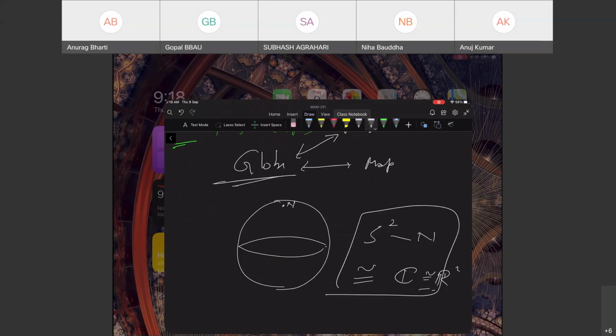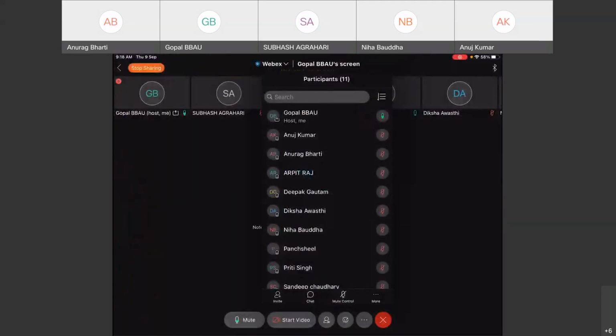If you have any doubt, you may write your doubts in the group also, WhatsApp group. So we will discuss it there. So this is a very interesting topic. Please read it. Think about it.